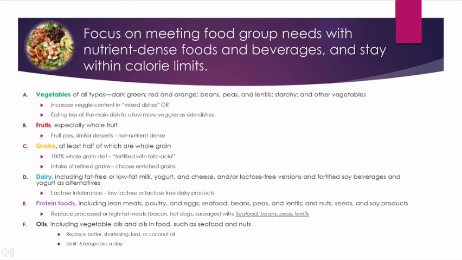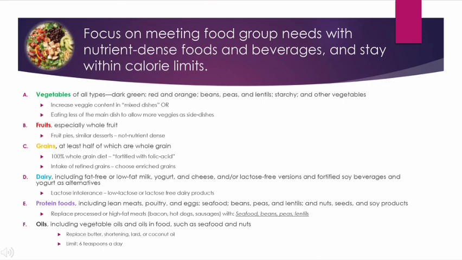A key recommendation is to replace processed or high-fat meats, such as bacon or sausages, with healthier options like fish or plant-based proteins. Finally, oils. Use vegetable oils and natural sources of fats like nuts and seafood. Avoid or limit solid fats such as butter, lard, and shortening. And remember, the general recommendation is about 6 teaspoons of oil per day.